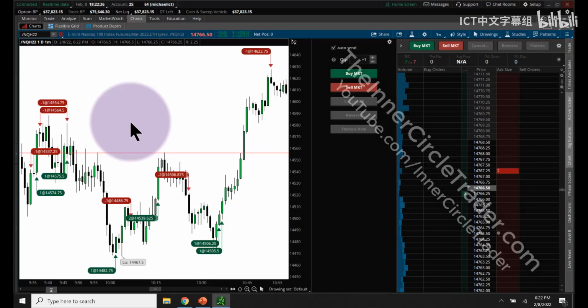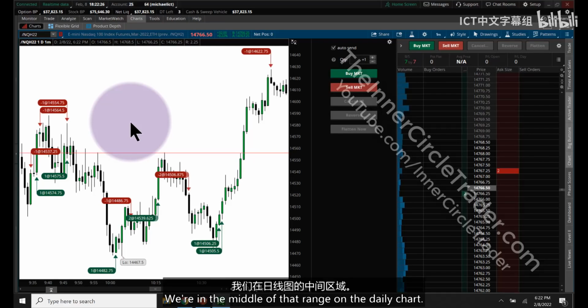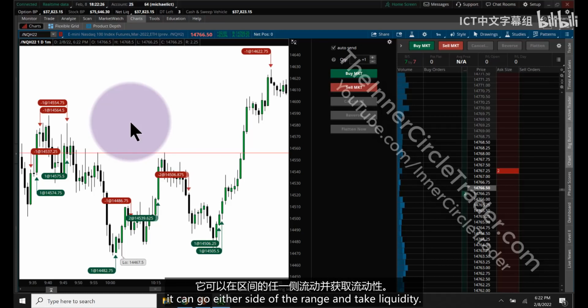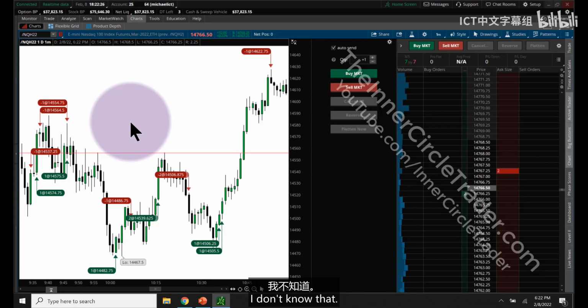I'm not doing it all the time. Remember where we started this video. We're in the middle of that range on the daily chart. So technically, it can go either side of the range and take liquidity. I don't know when I'm going to sleep at nighttime, and also when I'm doing videos earlier in the evening, I don't know where price is going to be at 9:30 in the morning New York time the next day. I don't know that. No one knows that. Okay? No one's going to know that.